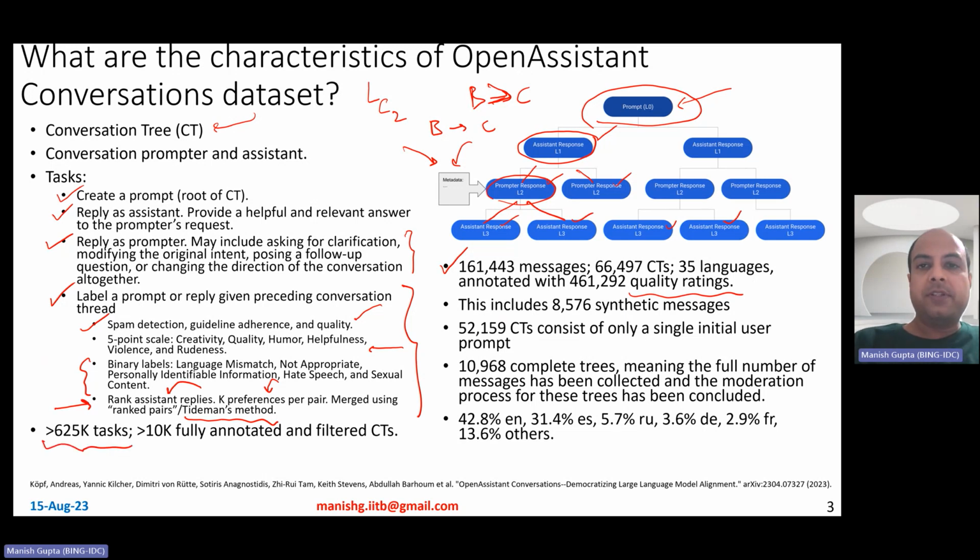Overall, more than 625,000 tasks were done, and then more than 2,000 fully annotated and filtered conversation trees have been created. Now, of course, I've mentioned that there are 66,000 conversation trees in the dataset. However, out of this, around 52,000 conversation trees consist of only a single initial user prompt, and have not had even a single reply so far. So about 11,000 of these are complete trees, meaning the full number of messages have been collected and the moderation process for these trees has been concluded. So everything is good for those 10,000, 11,000 conversation trees. Most of this data is English and Spanish, as can be seen from this language distribution. Some of it is Russian, German, French, but mostly it is English and Spanish.